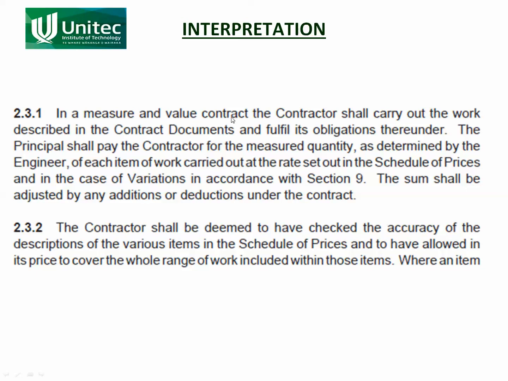So in a measure and value contract, okay, you understand what that is. The contractor shall carry out work described in the contract document, so you understand that, and fulfill his obligations. So all this is saying is that the contractor shall do what he's supposed to do under the contract document.